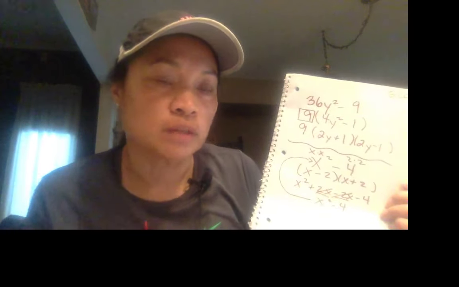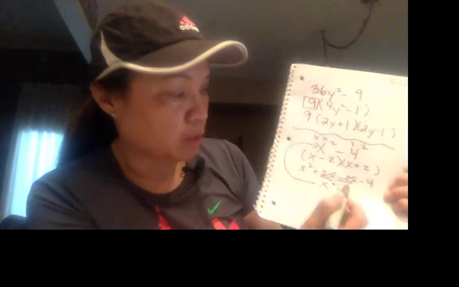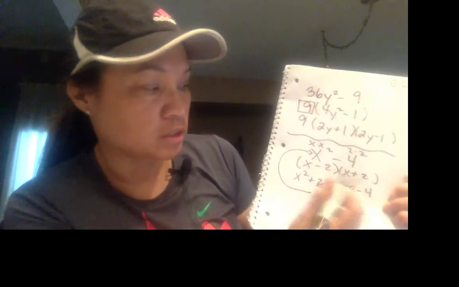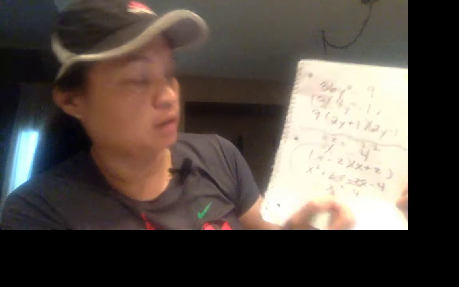So I need you to think about factoring like it's dividing. It's just the opposite of the distributive property, which is really what FOIL is. It's just the distributive property. Factoring is just the opposite of that.